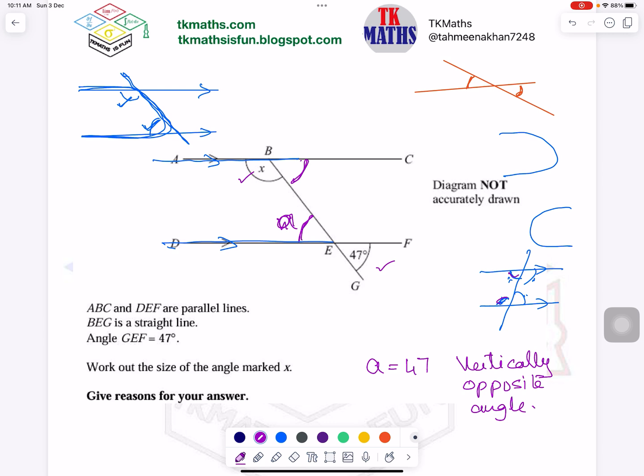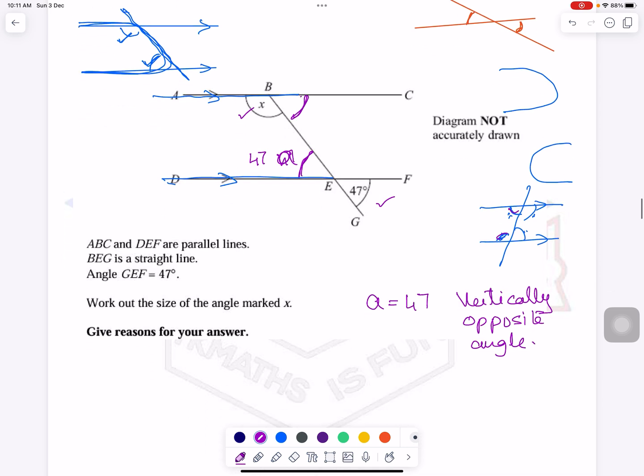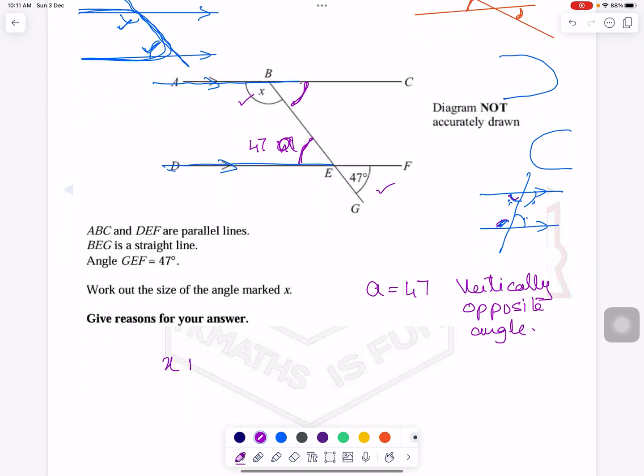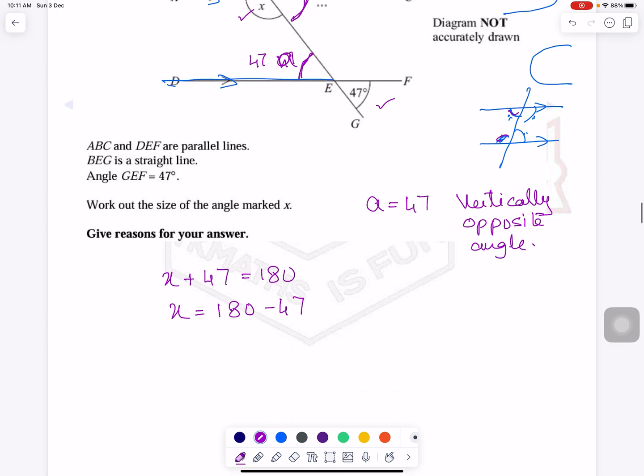So once you have found your A, which is 47, you can say x plus 47 equals to 180. You can calculate here and you can give your reason here. 53 degrees. And what reason you will write here? Simple one line, interior angles. Finish.